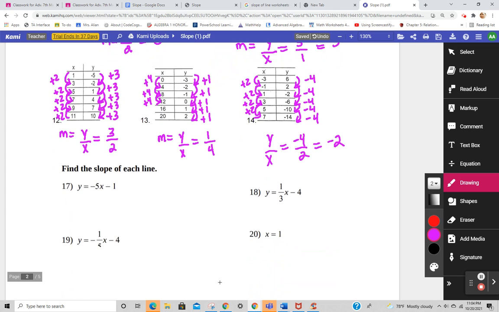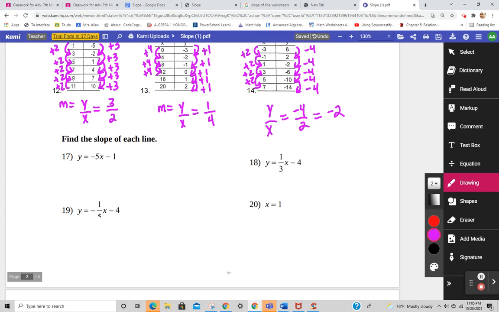Okay. We should also be able to find the slope given the equation. Okay, the equation of a line can be written this way: y equals mx plus b, where m is the slope, and b is called the y-intercept. And that's where the line goes through the y-axis, okay? Right now, we're only interested in finding the slope. The slope is the value in front of x.